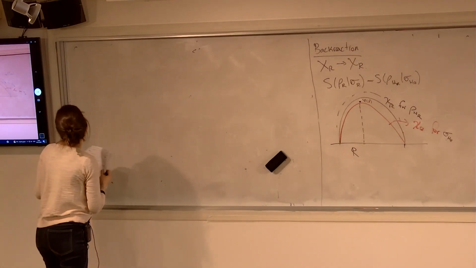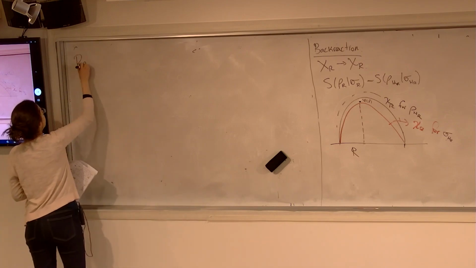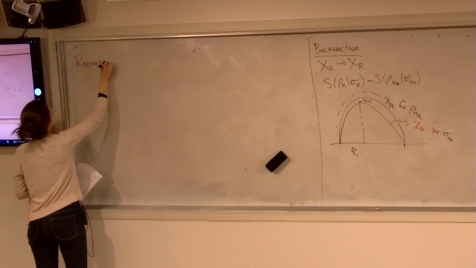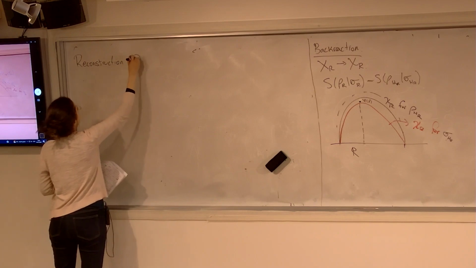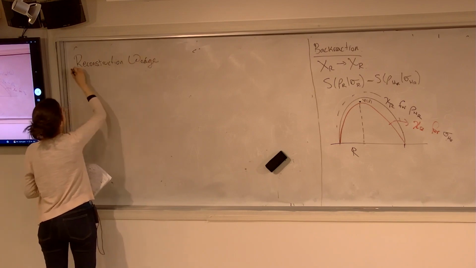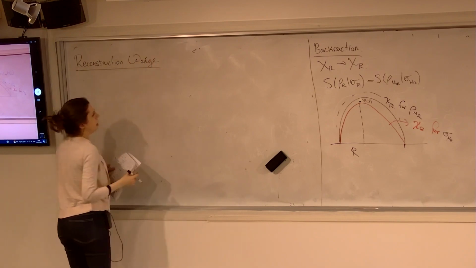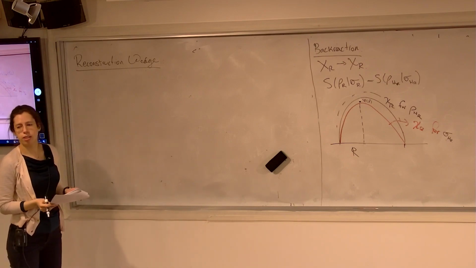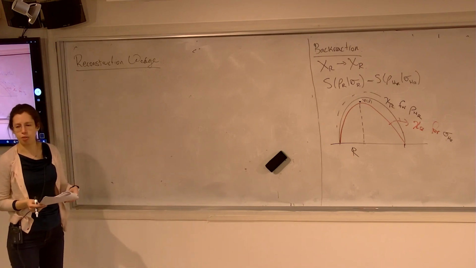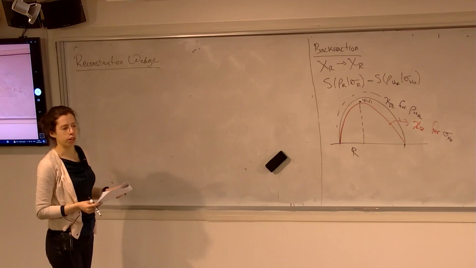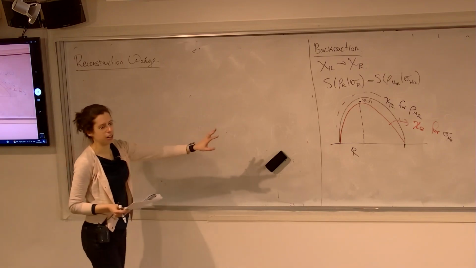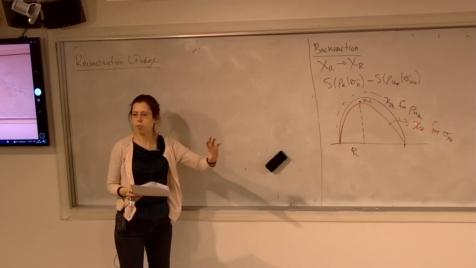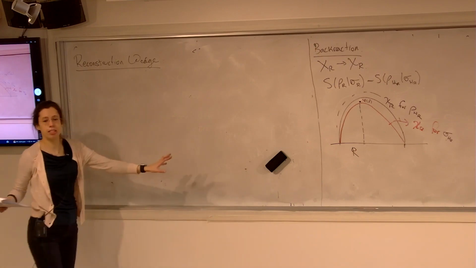Okay, so this is something called the reconstruction wedge. The idea here is to ask, what is the worst case scenario that we can always reconstruct, like the worst state in our code subspace? What can we always reconstruct from the worst state? Does there exist a worst state?